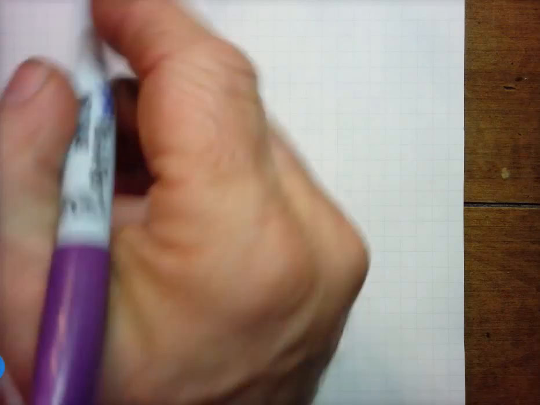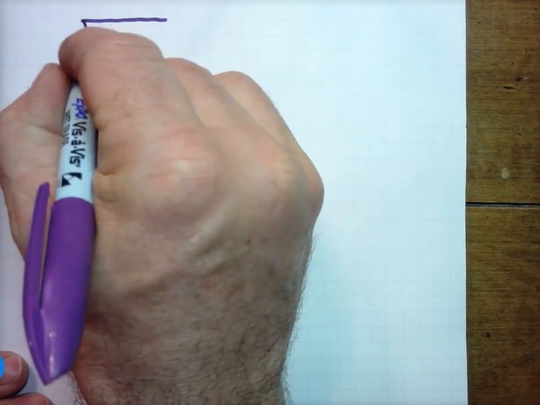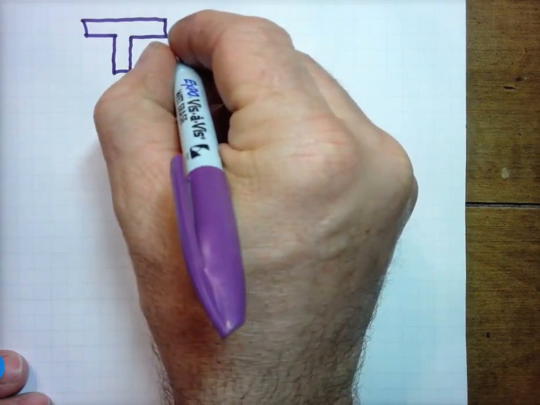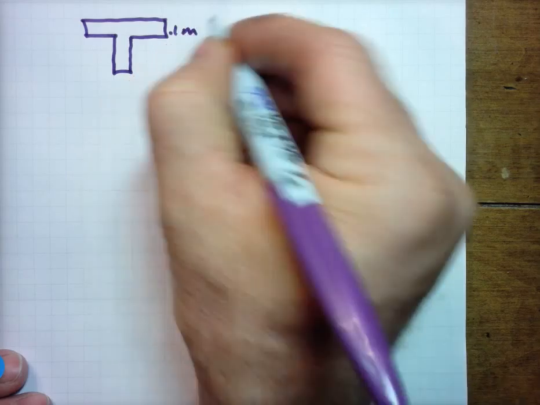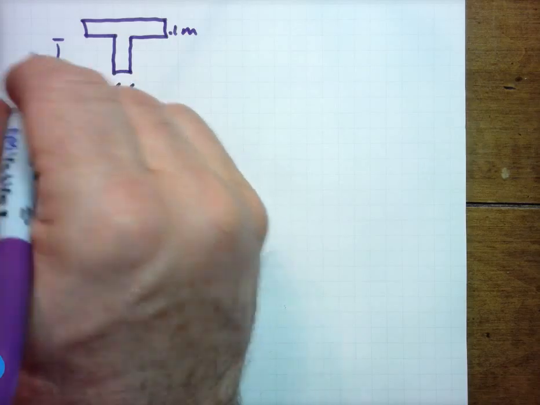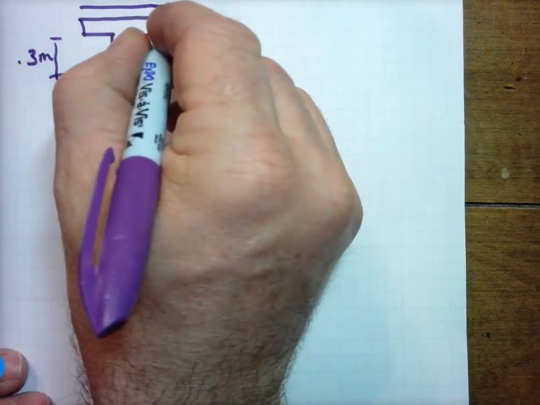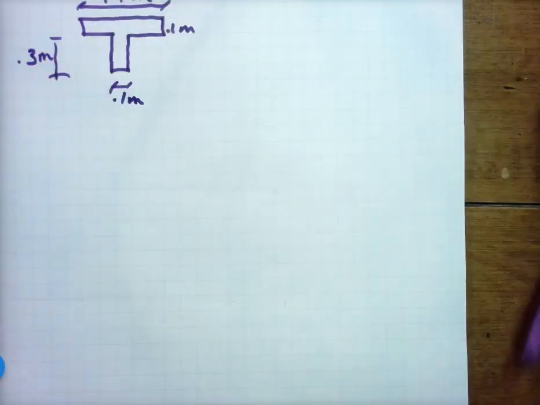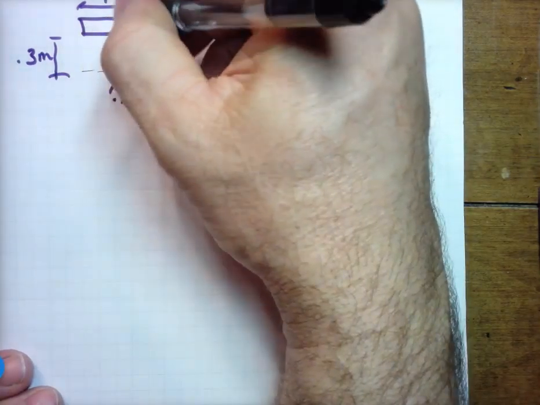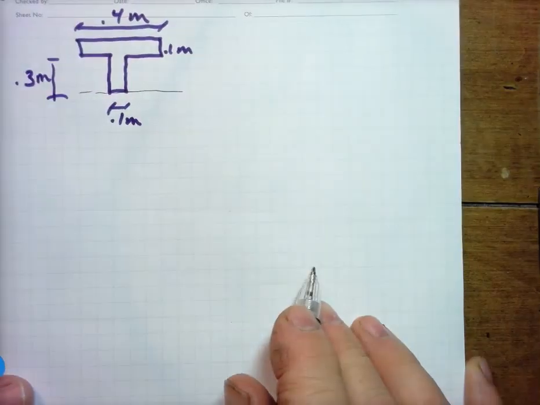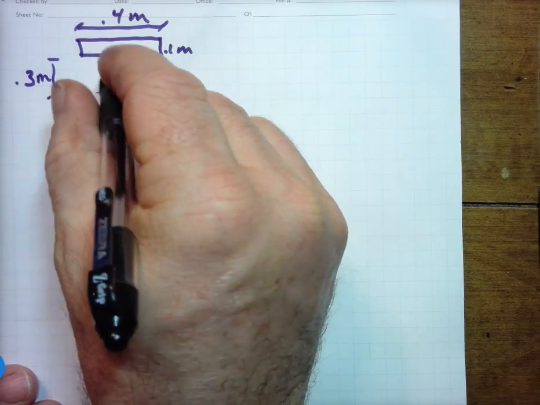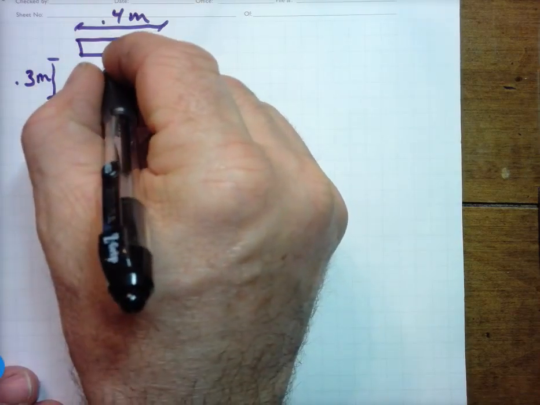So real quick, I'm going to now go into meters: 0.1 meters, 0.1 meters, 0.3 meters, 0.4 meters, and I will calculate the centroid. I'm looking for the up and down centroid, so that's the y bar. So I'm going to come from right here and find how far it is that way to y bar. I'm going to break this into two pieces.